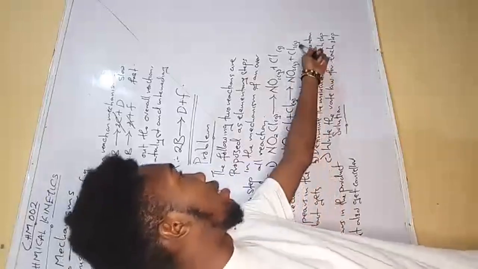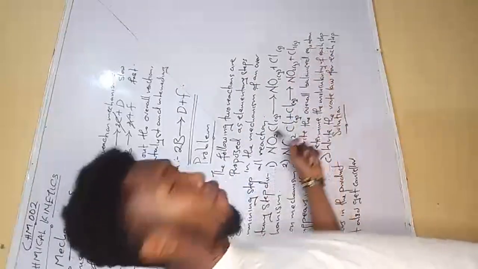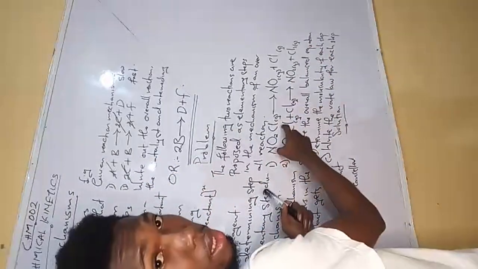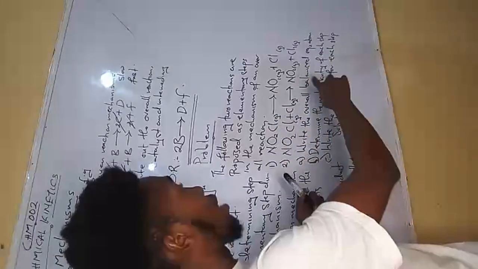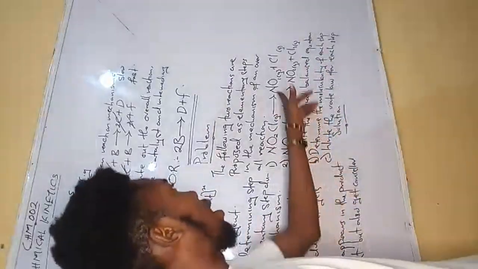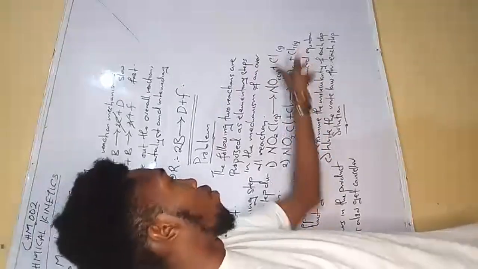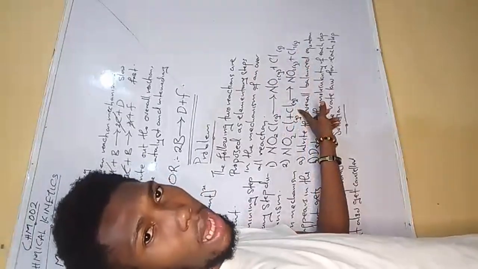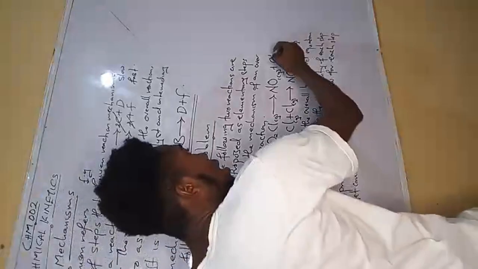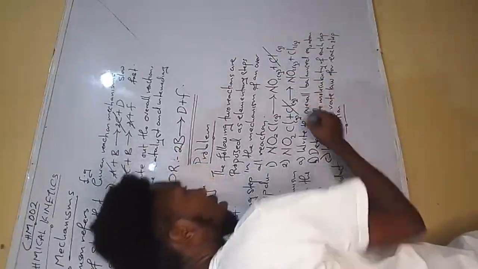Is there NO2Cl on this side? No. In the first reaction, we have NO2Cl here, but on this second side we don't have it, so it cannot cancel out. What can cancel? This NO2, we don't have NO2 here. This Cl, but we have Cl in this place, so this Cl here can eliminate this Cl here.